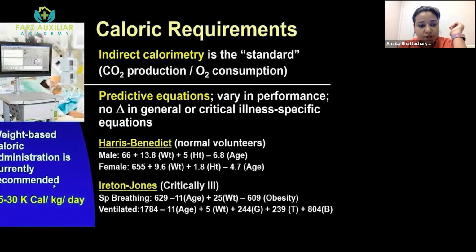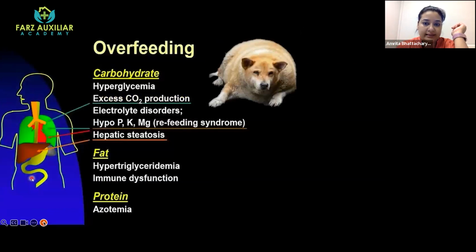So what people actually came up with is that you simplify it. You want to give 25 to 30 kilocalorie per kg per day. That is all you need for practical purposes. That is all you need to remember at this moment. So 25 to 30 kilocalorie per kg per day, because it has been seen that irrespective of these equations, it kind of matches with this 25 to 30 kilocalorie per day. So this is now recommended even in your guidelines.